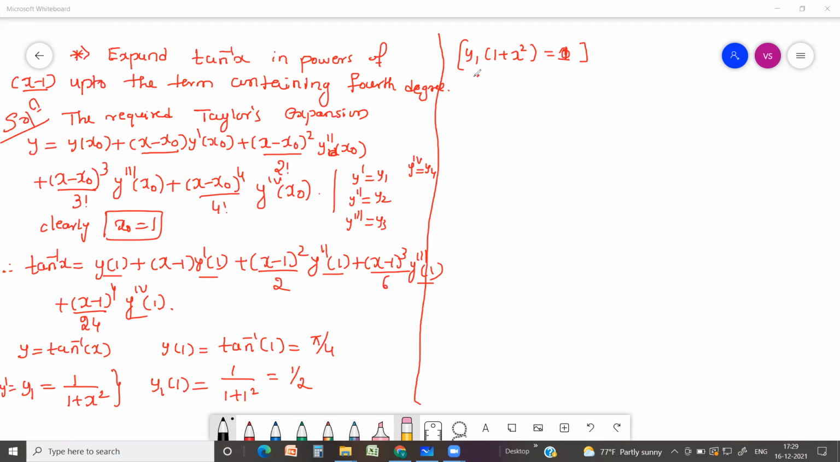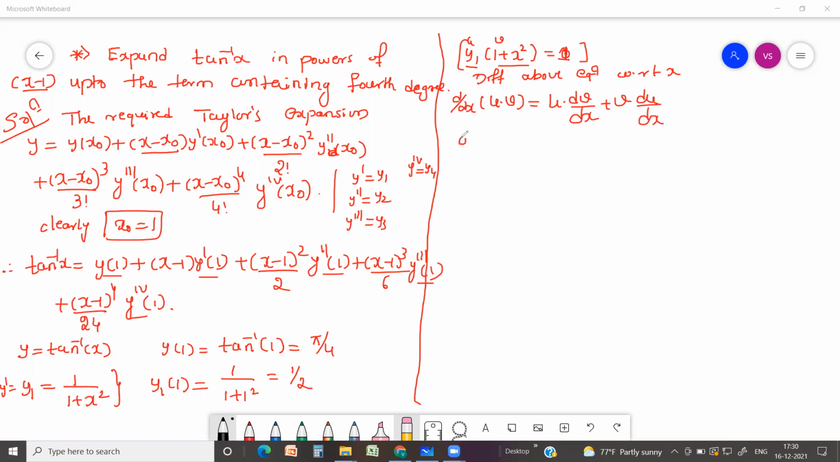So if I differentiate the above equation with respect to x, this is also a function of x, this is also a function of x. Therefore both are functions of x. We have to apply the product rule in the differentiation. So what does the product rule say? d by dx of u into v is equal to u into dv by dx plus v into du by dx. This rule we have to apply here. This is u, this is v.